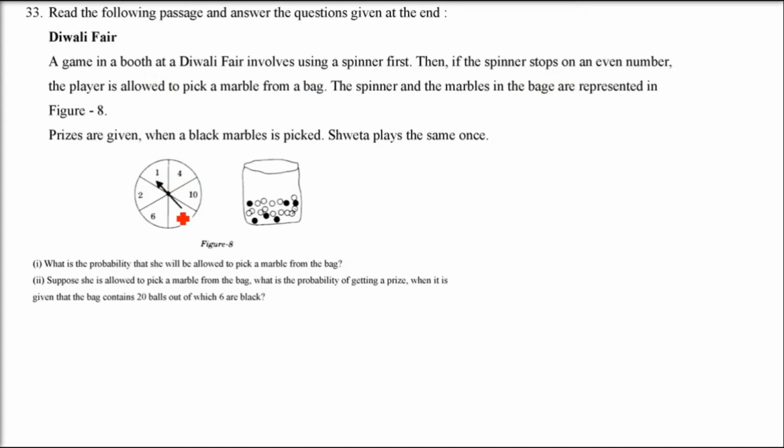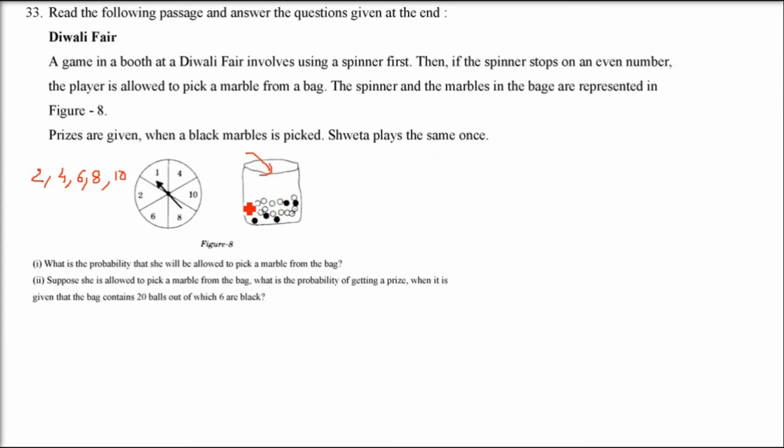Then if the spinner stops at even number, what are the even numbers here? The player is allowed to pick up marble from a bag. So 2, 4, 6, 8 are the even numbers. 2, 4, 6, 8, 10. So 5 even numbers are there. Now if it is even number, the participant is allowed to pick marble from the bag. The spinner and the marble in the bag are represented in figure. These are the figure. Prizes are given when the black marbles are picked. Prize will only be when black marbles you get.